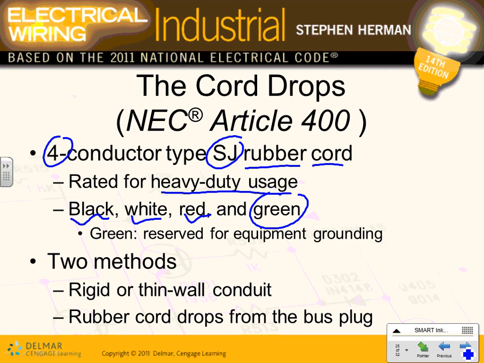And green is reserved in particular for your grounding. Two methods for supporting them, guys. You can use EMT or rigid to support them. Rubber cord drops from the bus plugs. So you can either use cords in this case, or you can use a conduit for connecting to them.